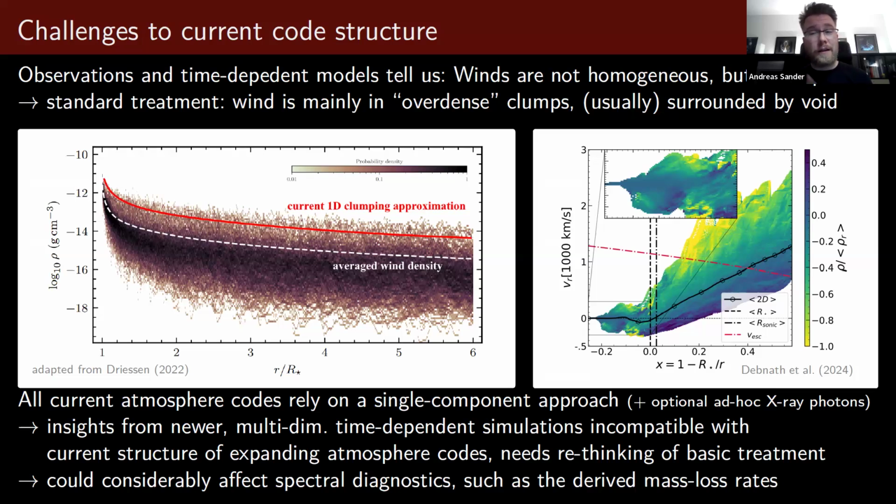The one thing is that the winds are not homogeneous but clumped. The standard treatment that we're doing is overdense clumps, but this overdensity that we typically approximate is not really aligning with what, for example, time-dependent LDI models are showing us, or also 3D models are showing us. So there are good reasons why we have to rethink the current code structure that we are using, but that's a longer story.